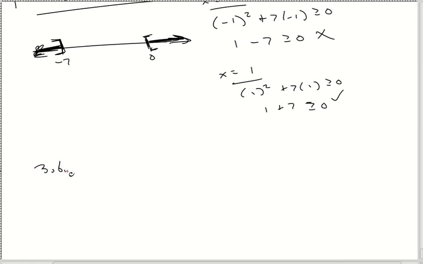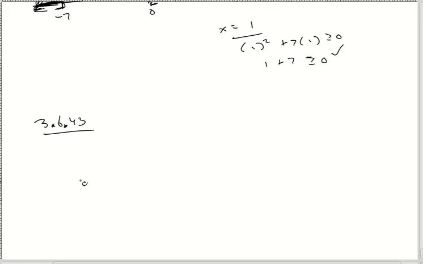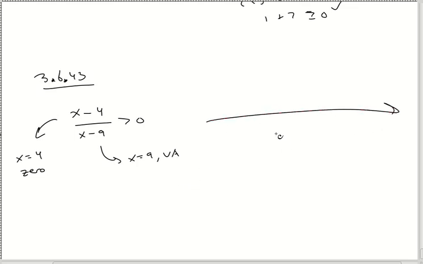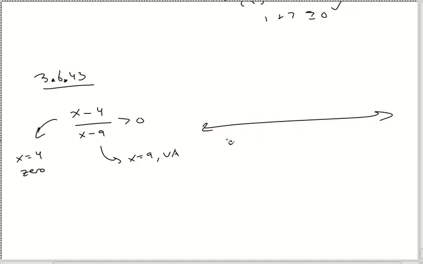Cool. 3, 6, 43. I got x minus 4 divided by x minus 9 is greater than 0. And so from the top, I see x equals 4, and this is a 0. But in the bottom, I got x equals 9 as a vertical asymptote. Both of these numbers are important to you, okay? I don't know if they're all zeros or not, but I'm looking for important numbers for my number line, and I can set up my intervals, just like every other time.